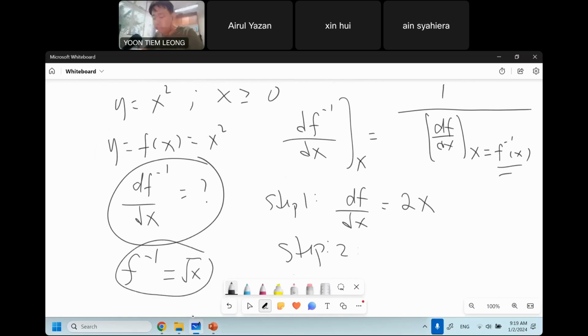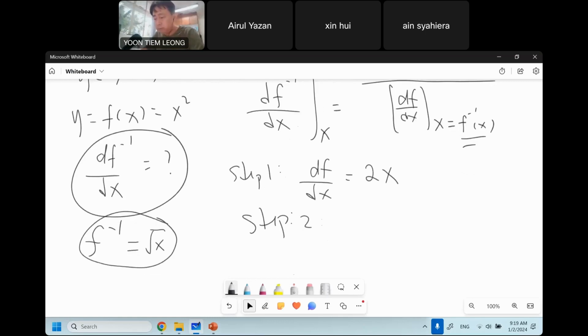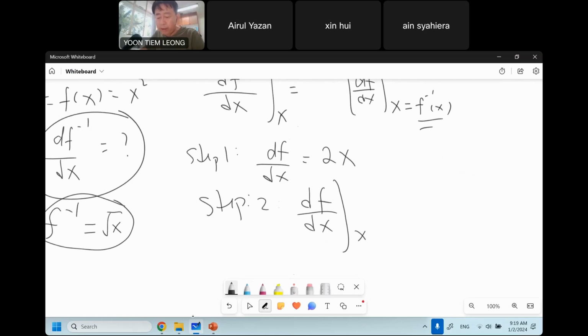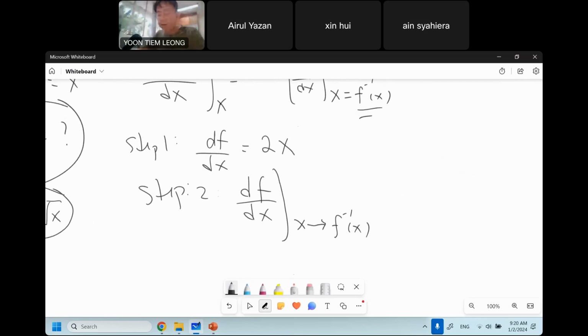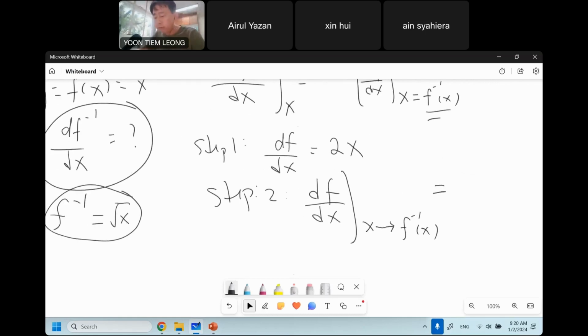So this is the expression of the inverse function. Step 2, which is df/dx, is where I replace the expression of x by the inverse of f. This is sometimes written in this form, that is, you replace all the x by the expression of f inverse. Let me write down step number 2 in more detail.